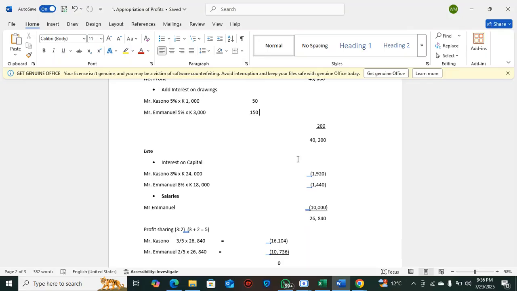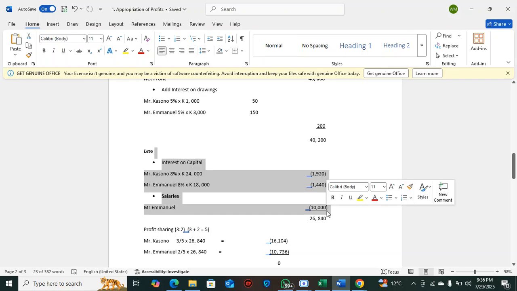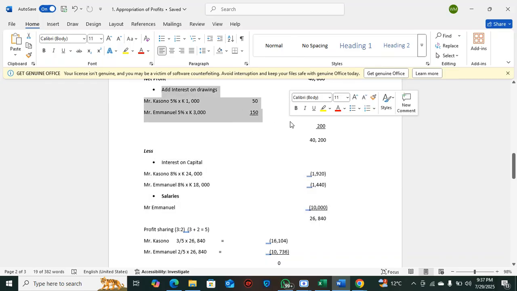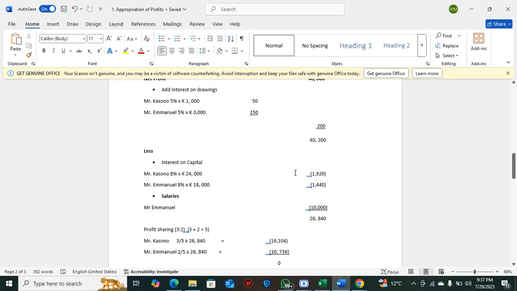Because as I said, sir, everything here which is falling under the less column is going directly to the partners. That's why we're deducting it. Anything that's going to the business, that was why we were adding there. So these salaries are going to Mr. Emmanuel. He's taking it from the profit. He's getting his salary from that. So that's why we need to deduct it. Was there another question? I heard another hand getting raised.